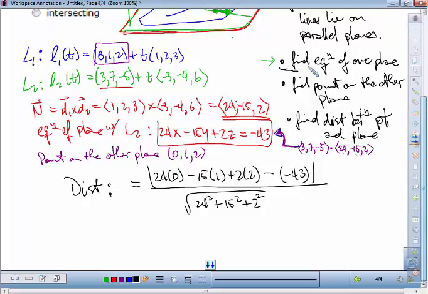So we're going to move on to the next section, 12.6, which is looking at surfaces. And these surfaces are called quadric surfaces.